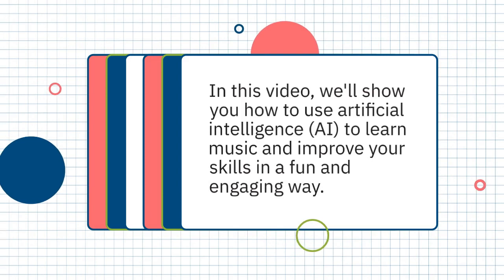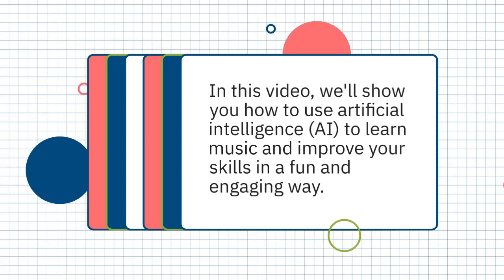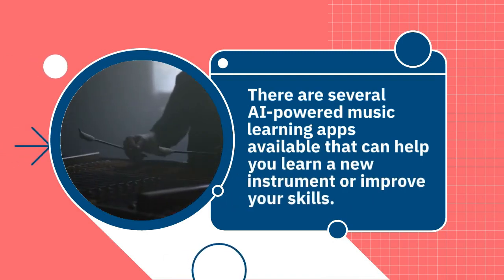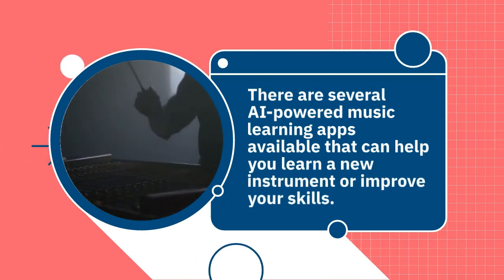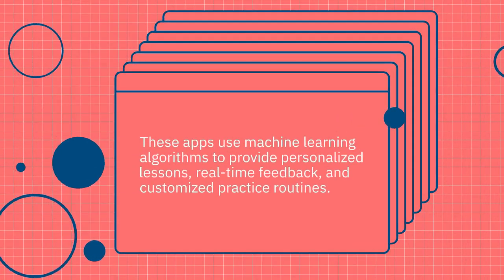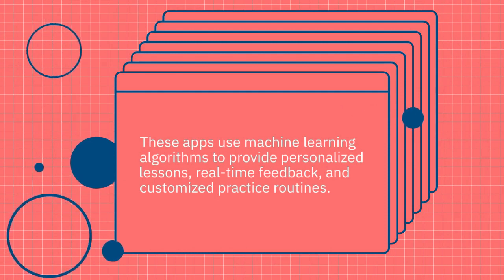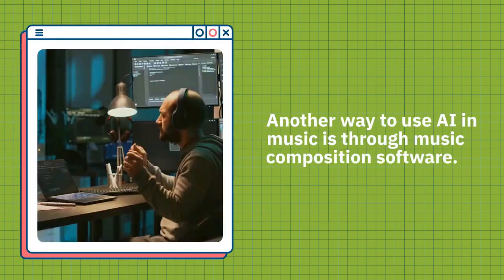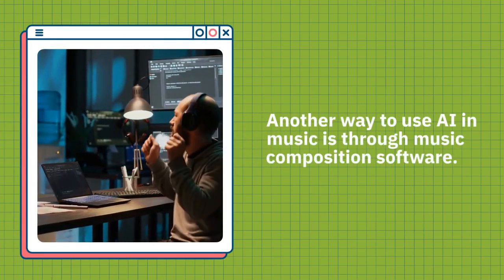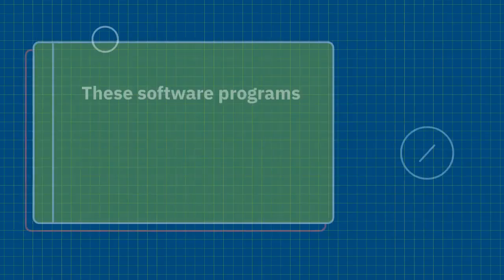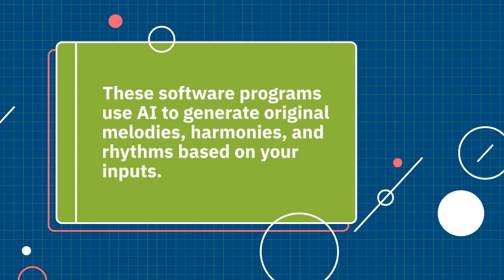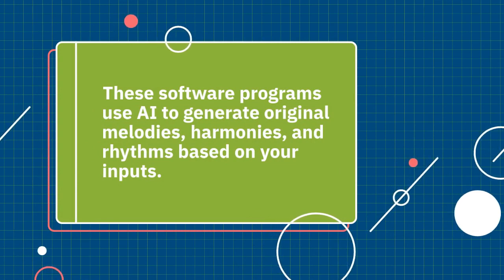There are several AI-powered music learning apps available that can help you learn a new instrument or improve your skills. These apps use machine learning algorithms to provide personalized lessons, real-time feedback, and customized practice routines. These apps use your performance data to track your progress and adjust lessons based on your learning style and skill level. They can also provide visual and audio cues to help you identify areas that need improvement and adjust your playing accordingly.